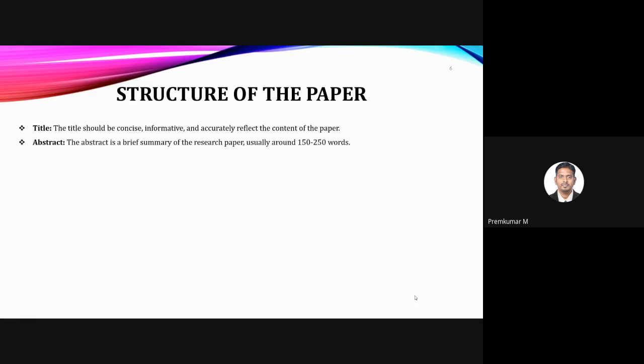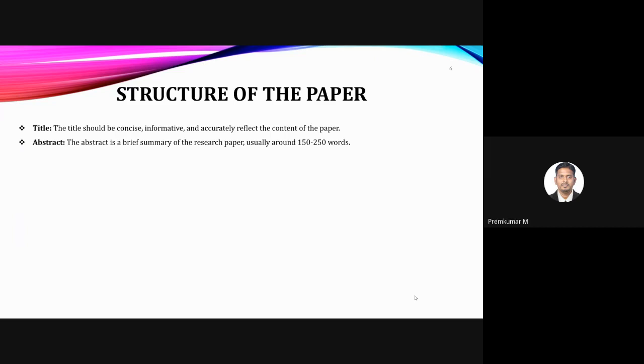The abstract is a brief summary of your research paper, and usually it will be around 150 to 250 words. Some journals have restrictions in the abstract section. When you submit a paper, they'll ask you to restrict the number of words to 200 or 150 or 250. It's always better to keep 150 to 250 words. In the abstract, in the first 2 or 3 lines you should introduce the field. After that you should discuss the novelty, the methodology, and the findings. These are the things that need to be there in the abstract.